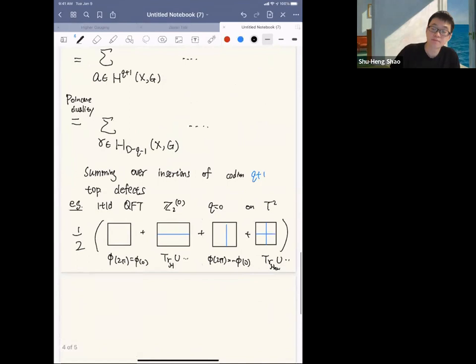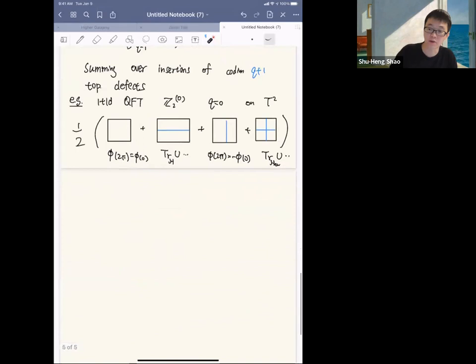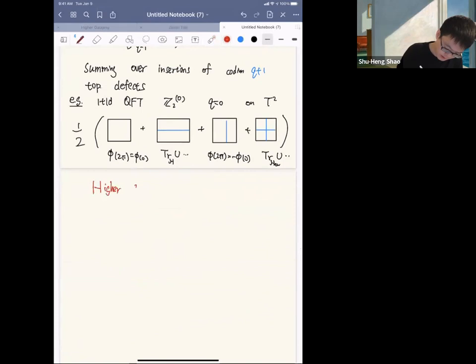All right. I see. In this example, I'm just reviewing the ordinary Z2 orbifold in 1+1D. But you are right that if I go to 2+1D, then gauging a one-form symmetry will be summing over insertion of topological lines in the bulk space-time. In the particular case of Chern-Simons theory, that corresponds to inserting topological Wilson lines in the whole space-time. Thank you. Yeah. So that's for the ordinary gauging. Now let me talk about higher gauging.